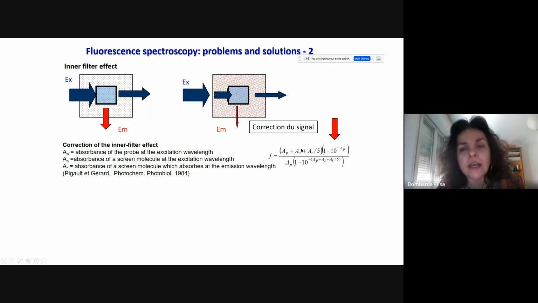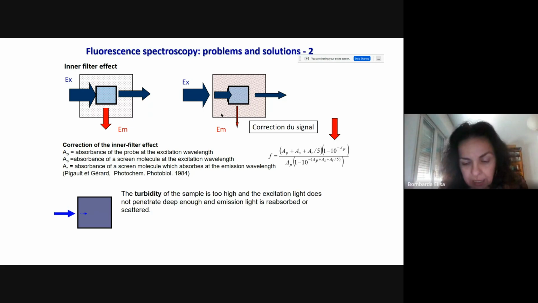And so, yeah, more or less you can adjust this. But it works really when the troubles are small, so you cannot correct really everything. So what is better to do is to avoid reaching such high concentration, or to use another geometry of the cuvette.